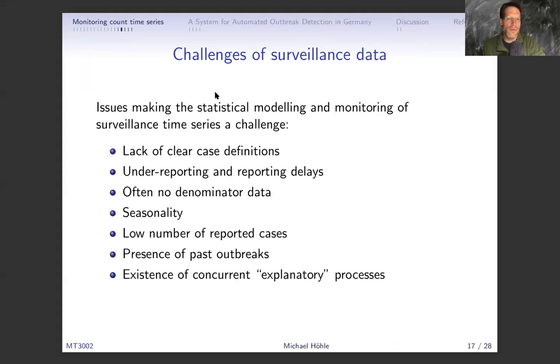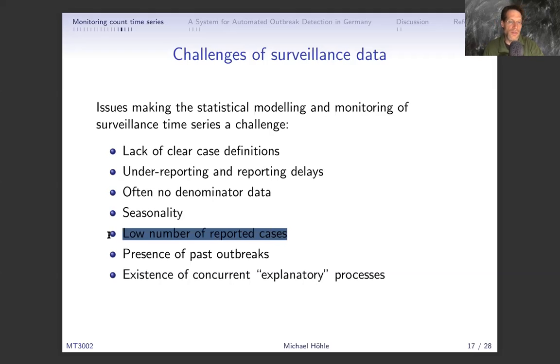All right, perfect. So in part A, we talked about a simple algorithm for the detection of outbreaks. We looked at some of the statistical aspects, but of course, we see some shortcomings if you have to put these types of algorithms into operation. We already discussed a bit the low number of reported cases.